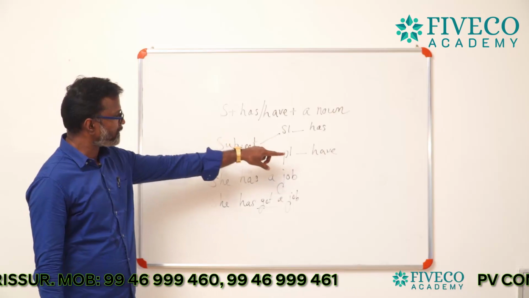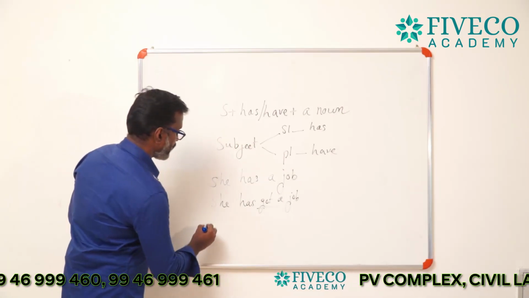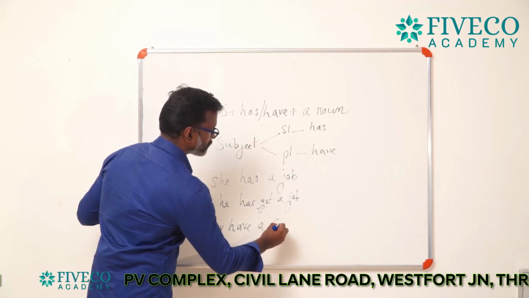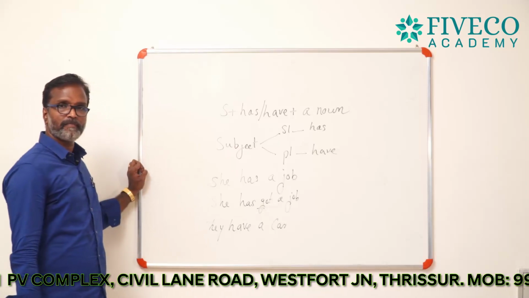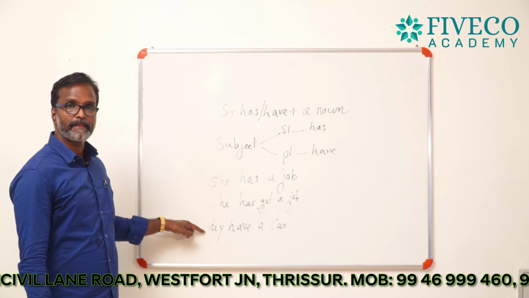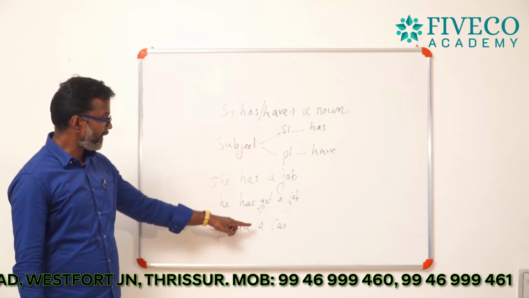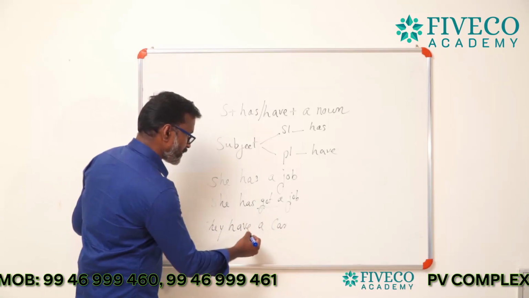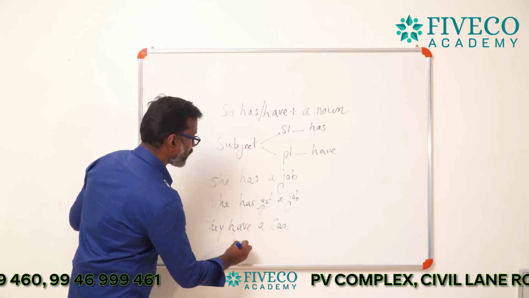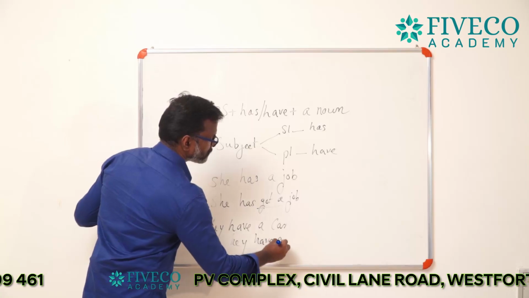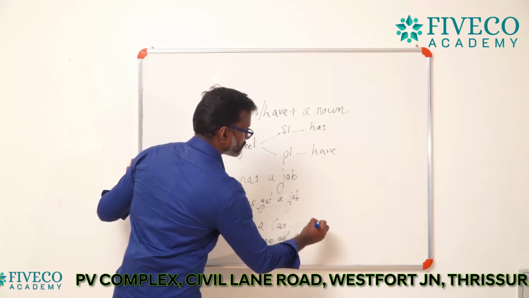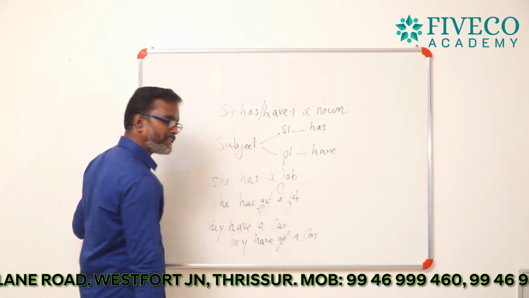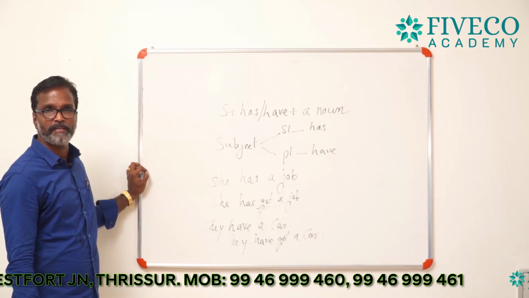And I shall give you another example for have. They have a car. They have a car. Here they is plural. That's why I used have. A car is a noun. They have a car. And I shall give you the spoken English form. They have got a car. And here also this got a is meaningless. It doesn't have any meaning.